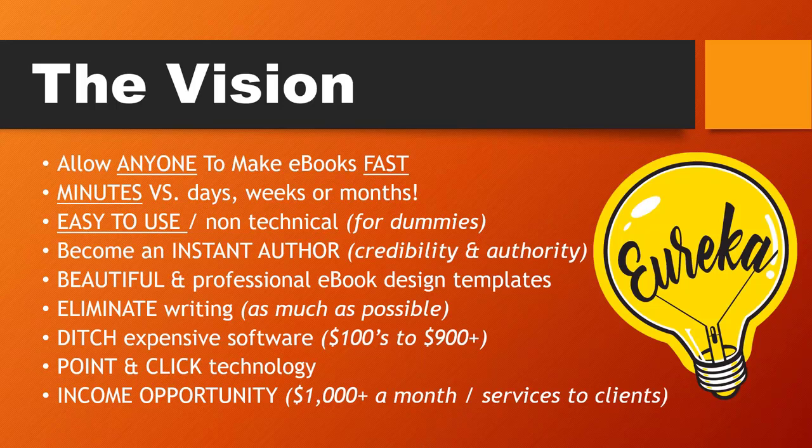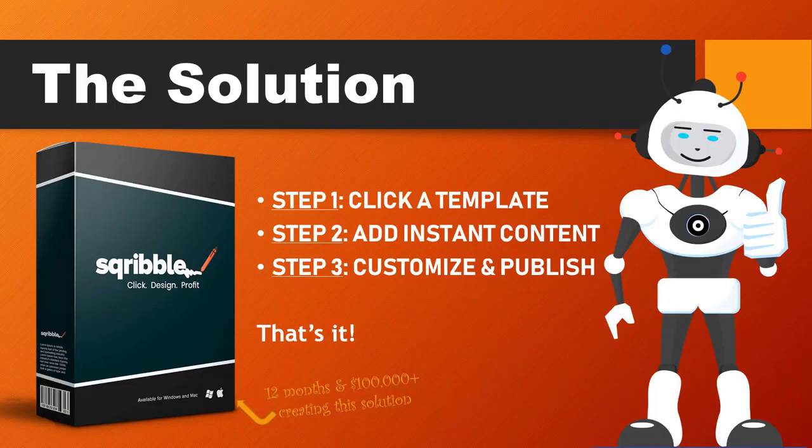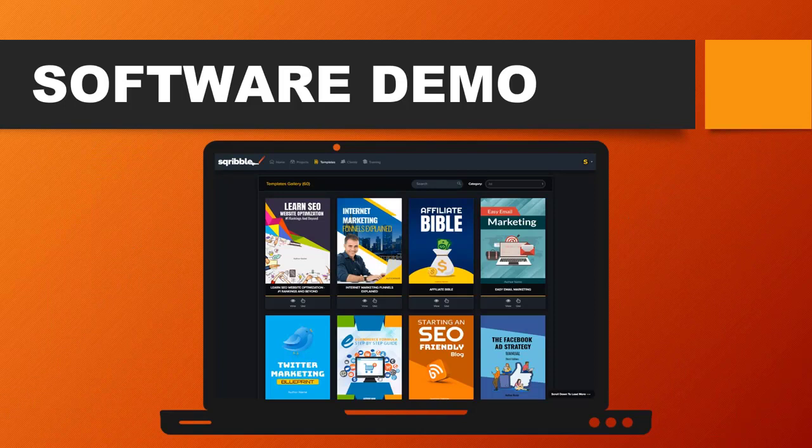But then the solution was actually born. It actually took 12 months and around $100,000 in investment to create this new software technology. It's called Sqribble. Click, design, and profit, to be able to create ebooks with content in minutes, not months. And there's really just 3 easy steps. Step 1, you're going to click a template. Step 2, add instant content. Step 3, customize your ebook and publish it, and that's it. Now I'm going to give you a quick demo and a feel behind the scenes of the Sqribble software.